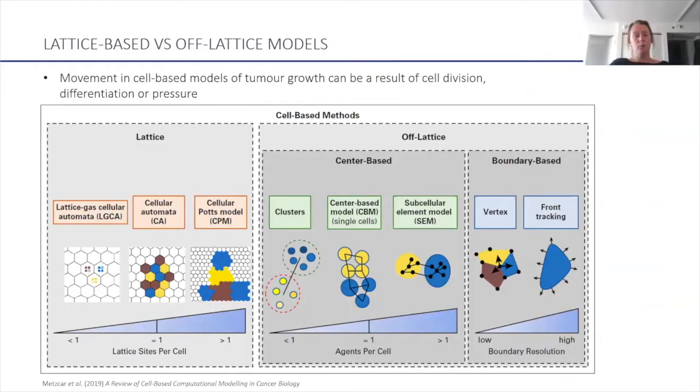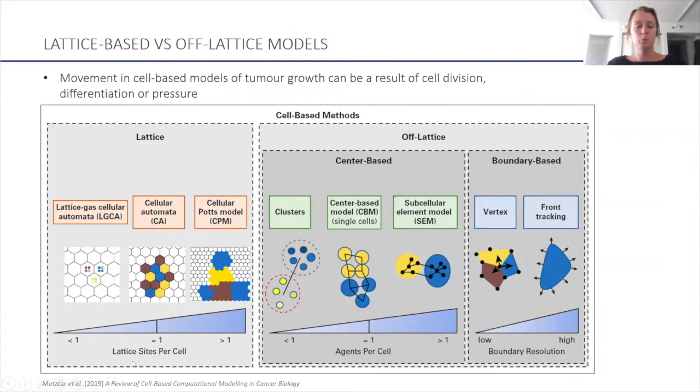So then I want to talk first of all about what lattice-based models are and their comparison to off-lattice-based. Lattice-based, as it sounds, means that the agents or the cells in the model are restricted to specific points in the domain, or specific points on a lattice.